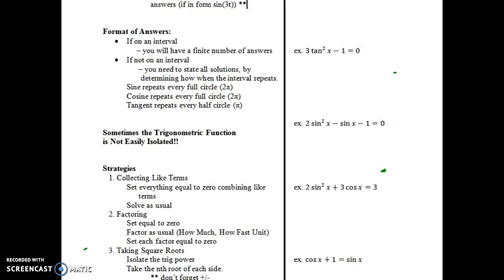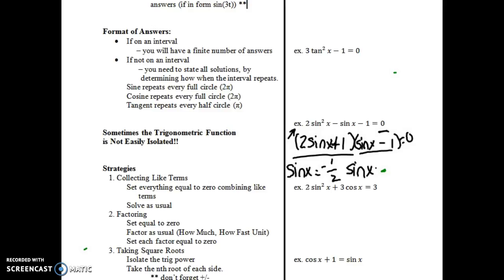In my next example, I'm going to use the strategy of factoring. First, I ensure that this is set equal to 0. Check. Now I'm going to factor using my empty box thing, which I just did in my head. So I get 2 sine x plus 1 and sine of x minus 1 equals 0. I set each factor equal to 0. When I set this equal to 0 and solve, I get that the sine of x equals negative 1/2. Here I get the sine of x equals 1.